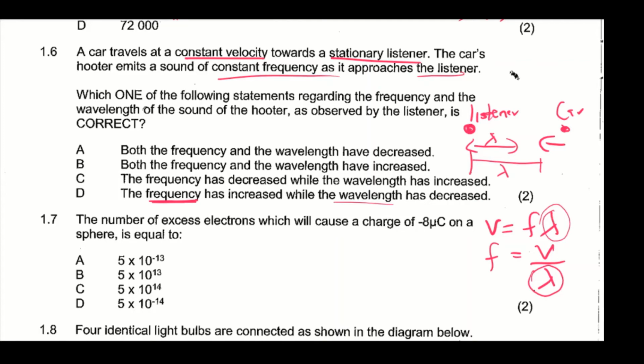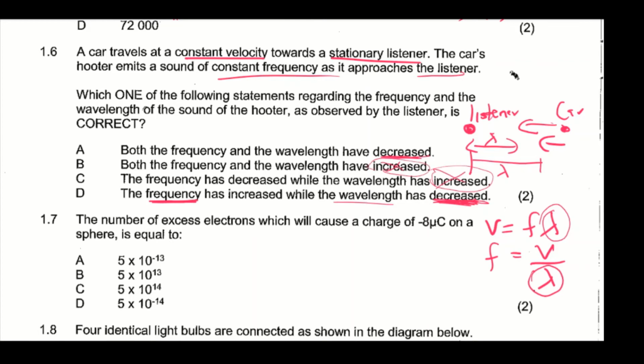So if we look here, because this car is coming towards the listener, it means now that the wavelength is decreasing. So where in the options is wavelength decreasing? So this is the option for wavelength is decreasing. This is another option for wavelength is decreasing. So between these two options, they're right. This one is wrong because the wavelength is not increasing. This one is wrong because the wavelength is not increasing, right?